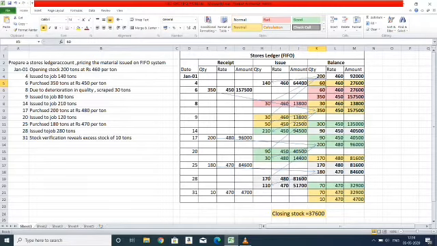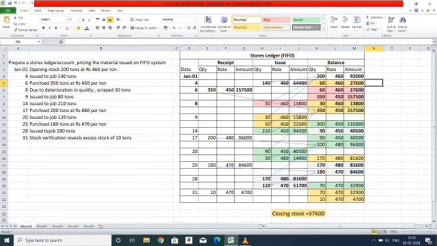Then balance 60. From this 200 we deduct this 140. Then we get this 60. We know the rate is 460. Then our balance is 60 tons at the rate of 460 per ton. Then the balance amount comes to 27,600.